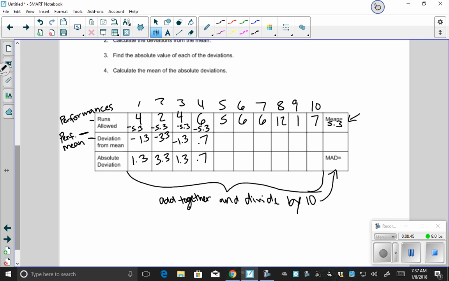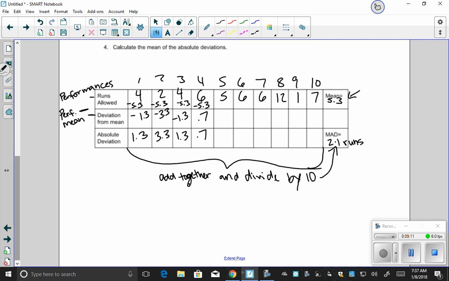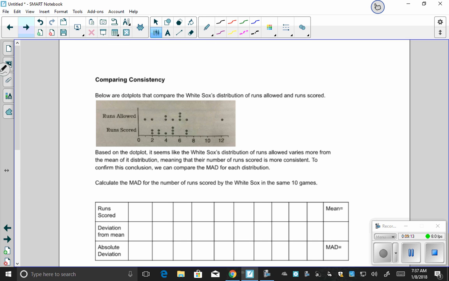Your final answer should have come out to be 2.1 runs. If you did not get 2.1, bring your paper back to me and let me look over it to see what you did wrong, or see if I had an error. Okay.